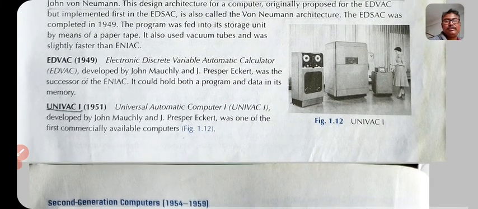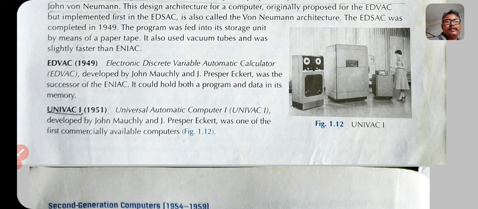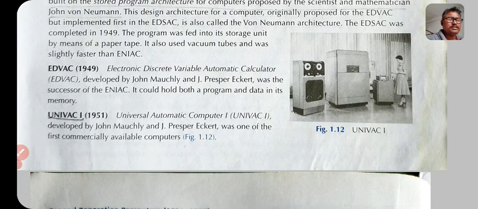The next is UNIVAC 1, in 1951. UNIVAC 1, Universal Automatic Computer 1, developed by the same John Mauchly and J. Presper Eckert, was one of the first commercially available computers. You see, the first generation of computers was huge and built for special purposes. The first ones were used for special tasks only. Then John Mauchly and others developed the first general purpose computer, and it was huge in size.